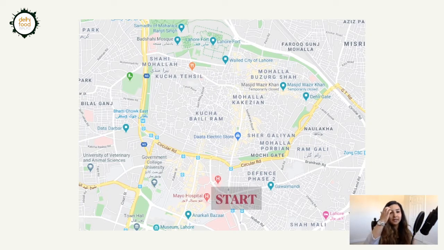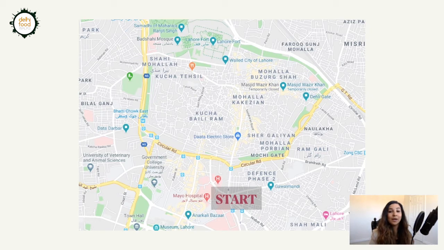So we are starting our tour down here in Anarkali. Anarkali Bazaar is one of the oldest surviving markets in South Asia, and it dates back at least 200 years. In Anarkali, mainly you find textiles, garments, and jewelry, and a few other markets that we'll go through as well.